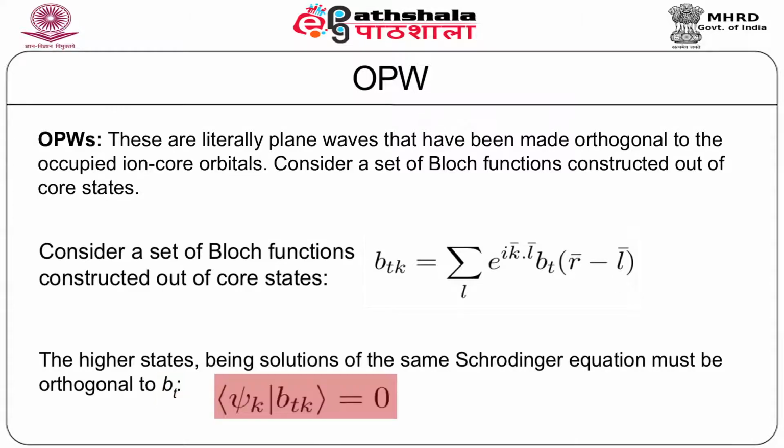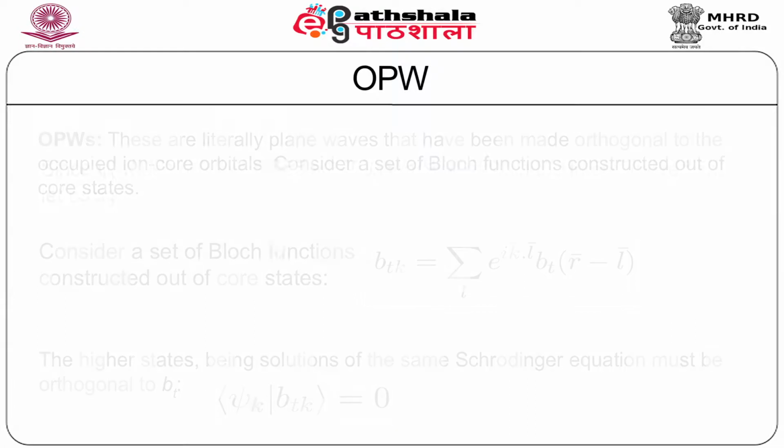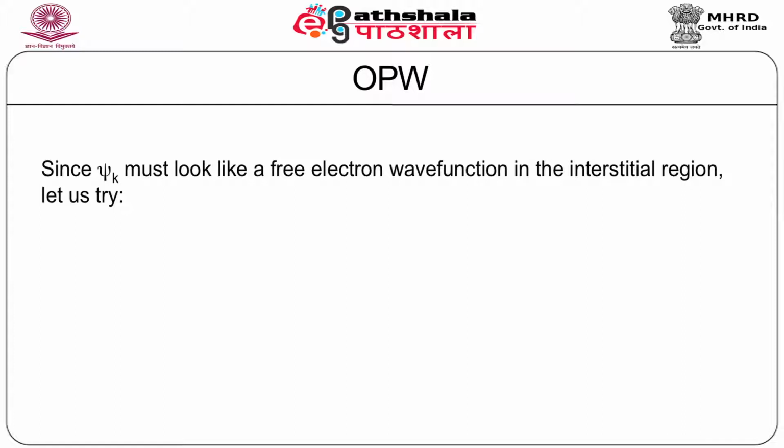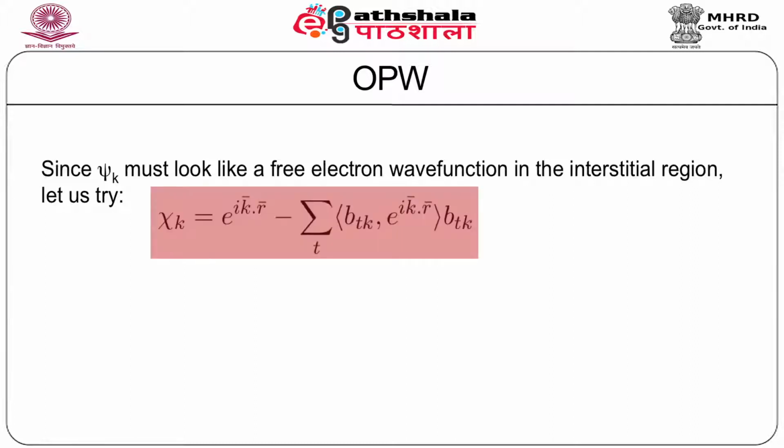this expression, that the product of psi k and Btk is equal to 0. Since psi k must look like a free electron wave function in the interstitial region, let us try the following function chi k, which is equal to e to the power ik dot r minus a summation over t with a coefficient beta t times btk. This coefficient beta t must be of this form given here, so as to satisfy the orthogonality condition which was just mentioned here.